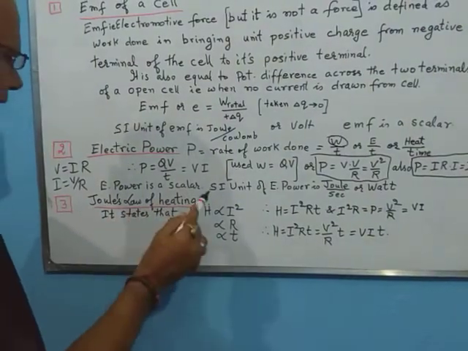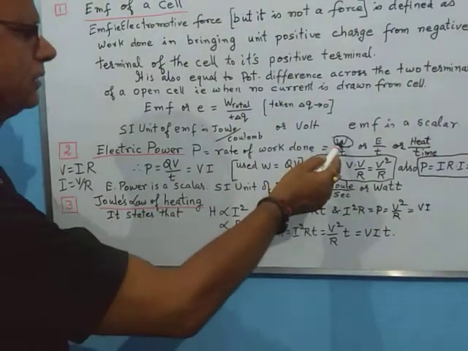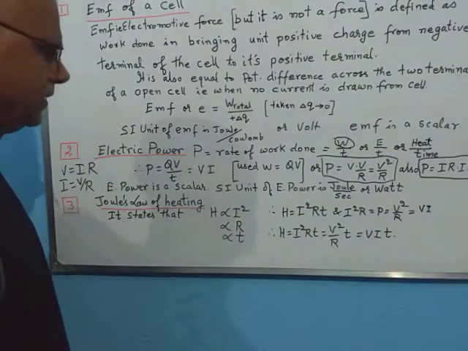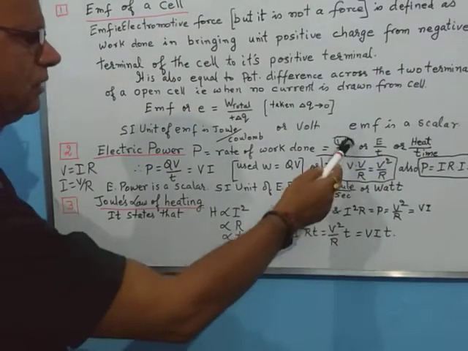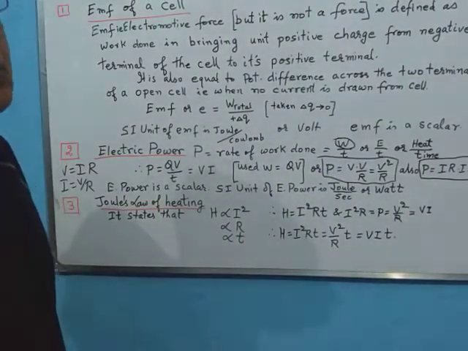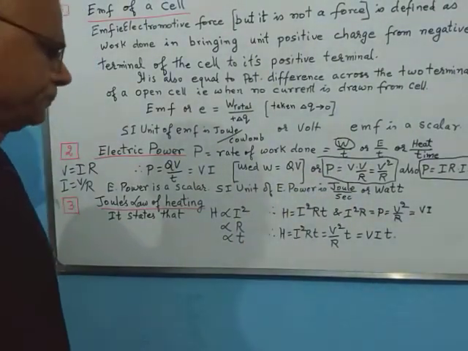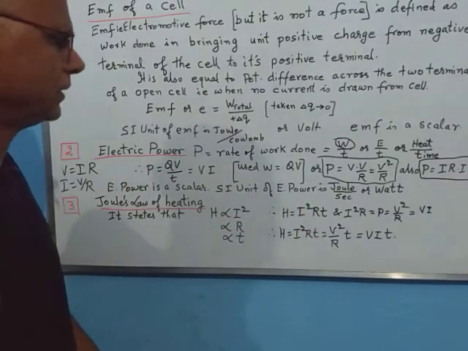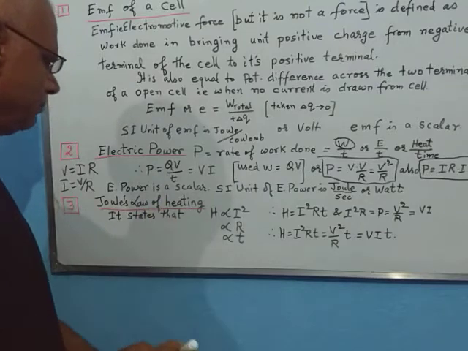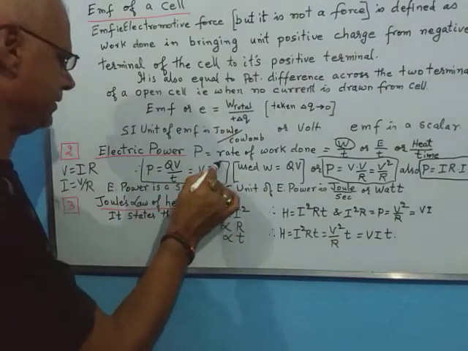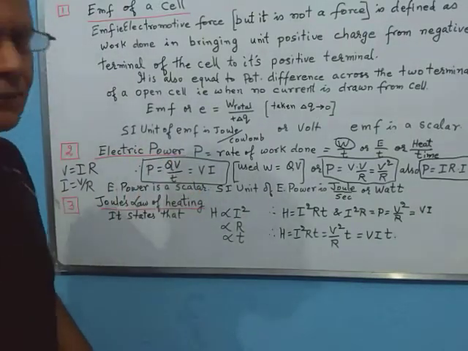So power is a scalar, you see, because power is work done per unit time, that means it is a scalar, and its SI unit is joule per second, because it is work done by time, that is joule per second, and we call joule per second a watt. So this is all about power, and you simply need to remember one form of the expression for power, and you can derive the other two very easily.